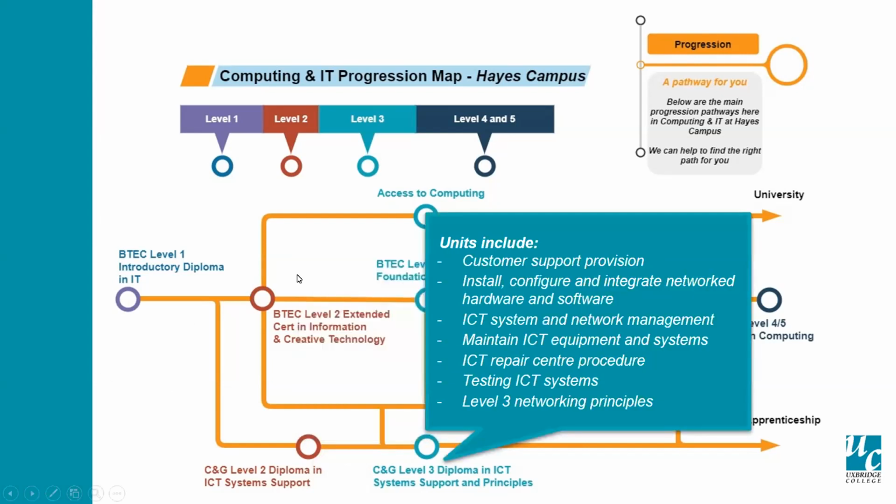And then from there, we have a number of level 3 courses. So the City and Guilds level 3 course becomes more advanced. So there's lots of particular elements that will prepare students to progress into industry in an IT support role, or then move further on to an apprenticeship.